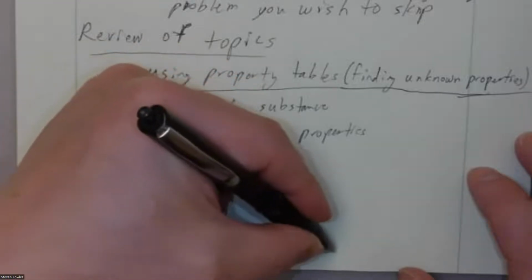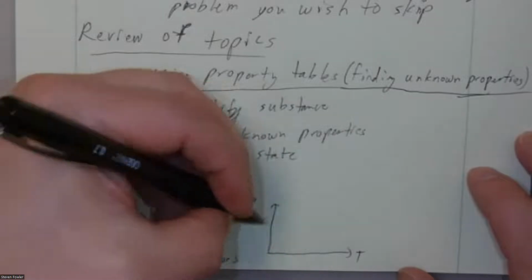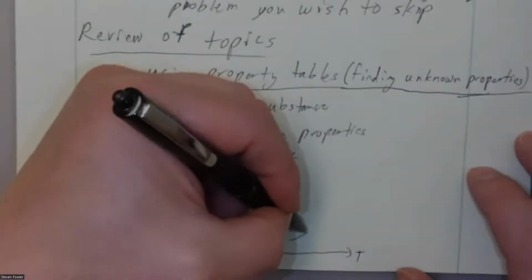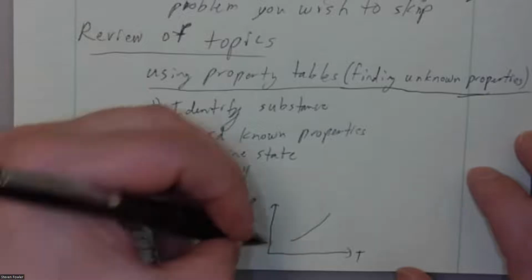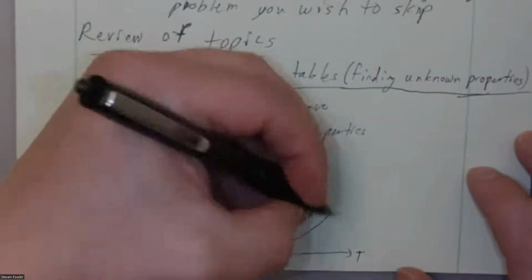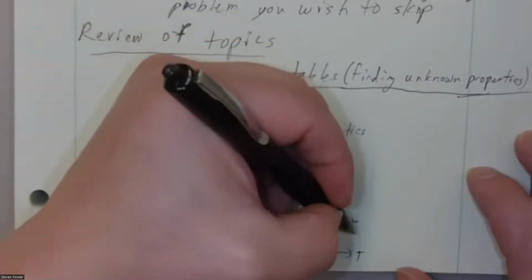The other possible combination I might be given is pressure and temperature. And instead of seeing this as a dome, here I see this as a curve. Everything to the left of the curve is liquid, and everything to the right of the curve is superheated vapor.